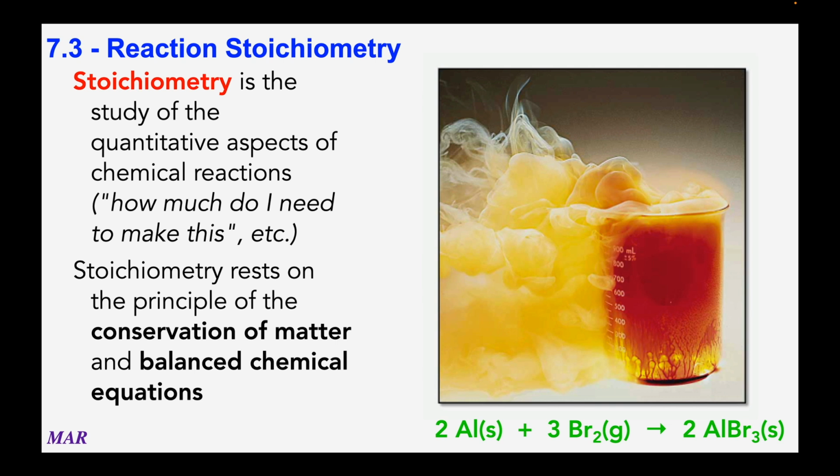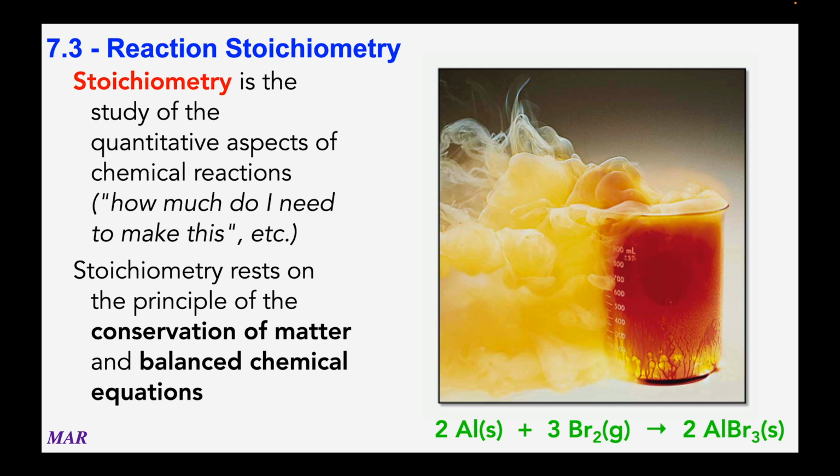So in the lower right-hand corner there, that's a balanced reaction, which we talked about at the end of Chemistry 221. In that reaction, we're taking two solid pieces of aluminum and reacting them with three gaseous pieces of bromine, Br2, to make two solid pieces of aluminum bromide, AlBr3. The 2, the 3, and the 2 are called the stoichiometric coefficients. They tell you relative amounts.